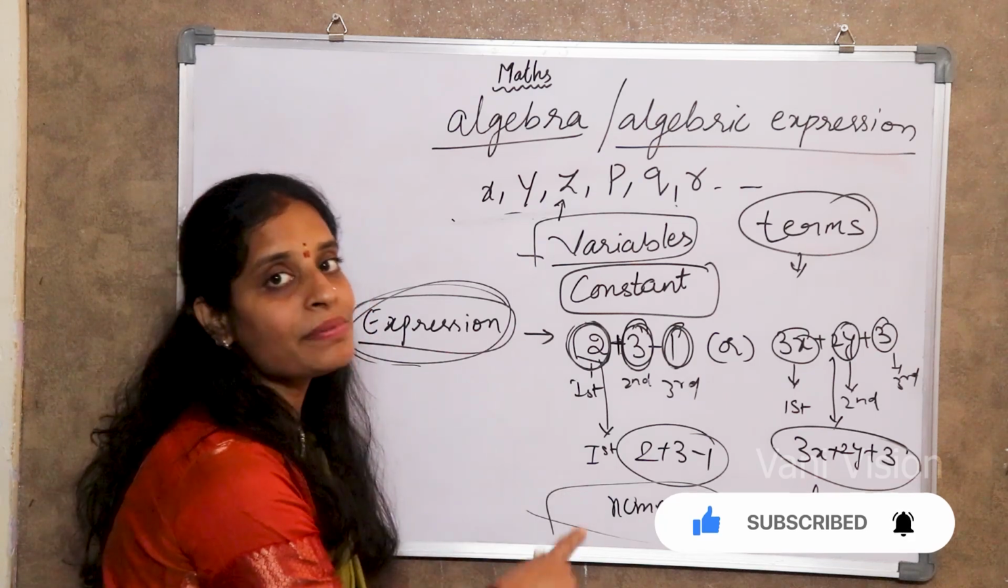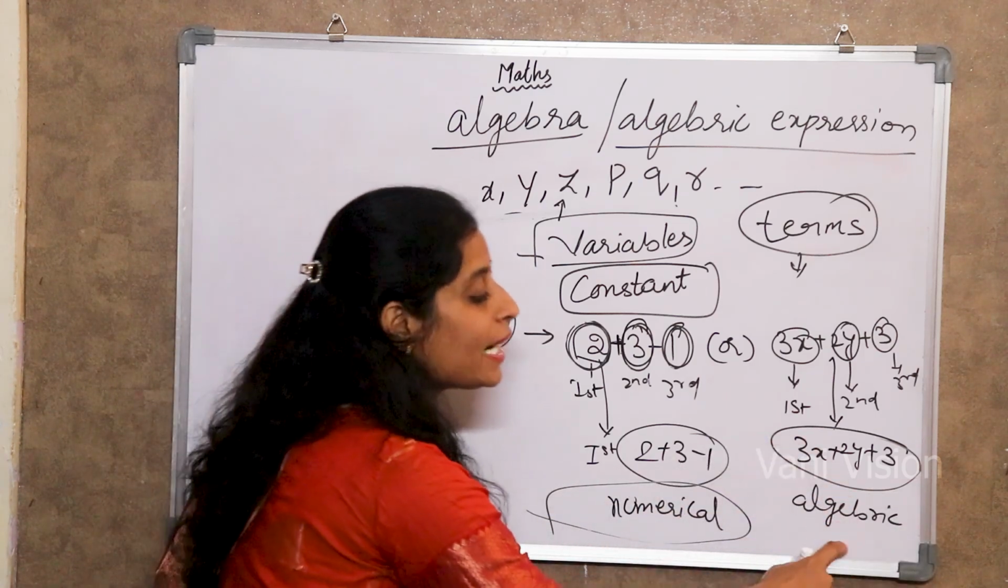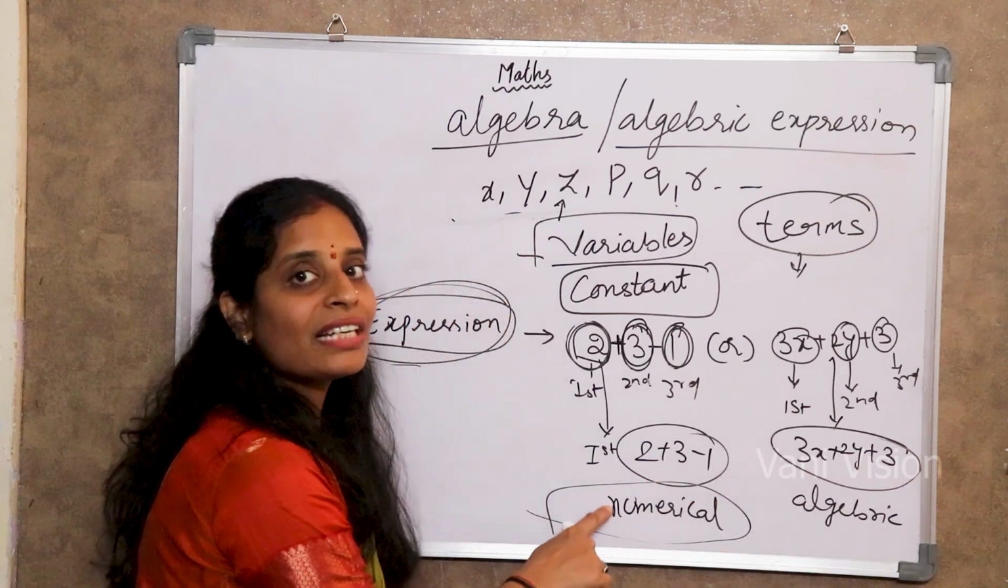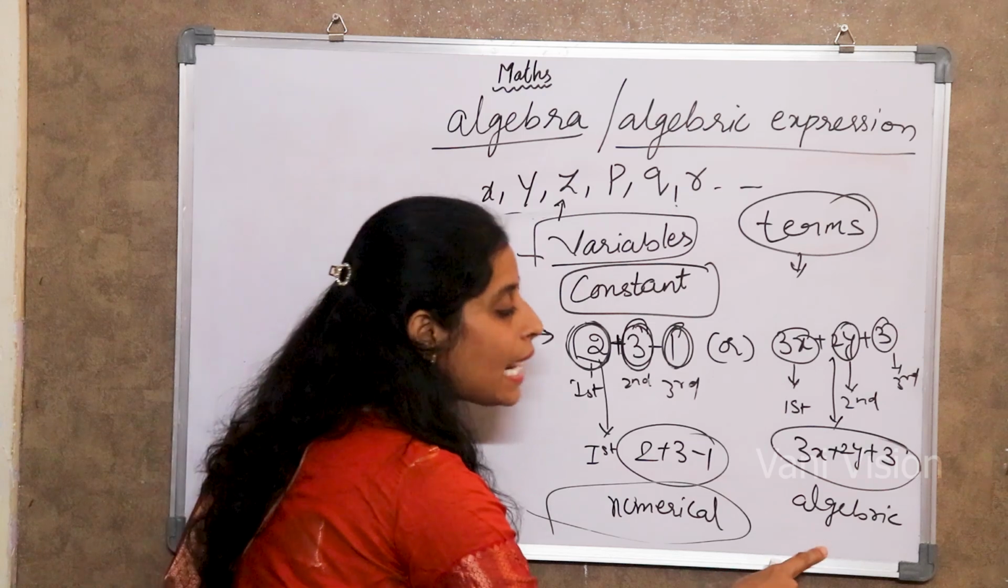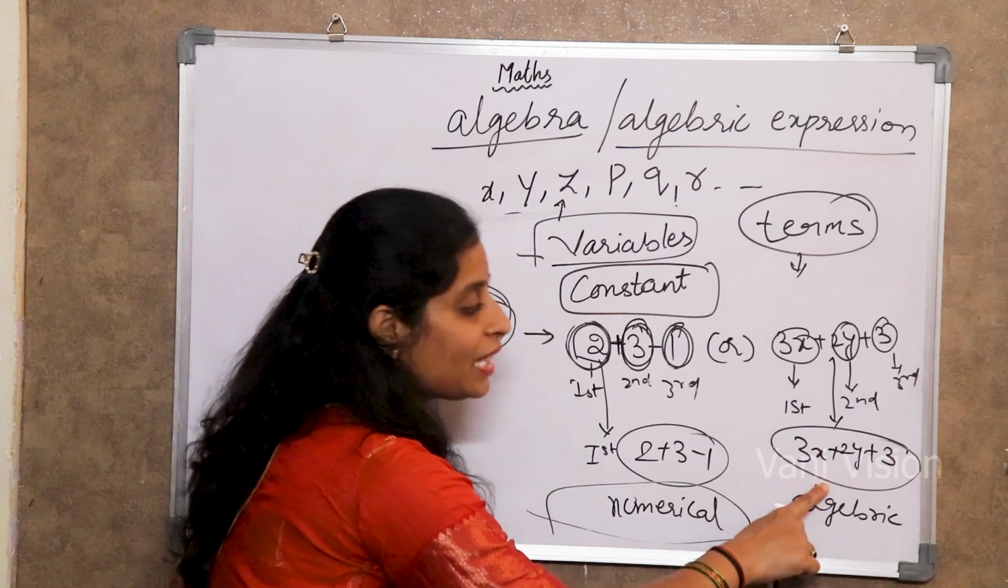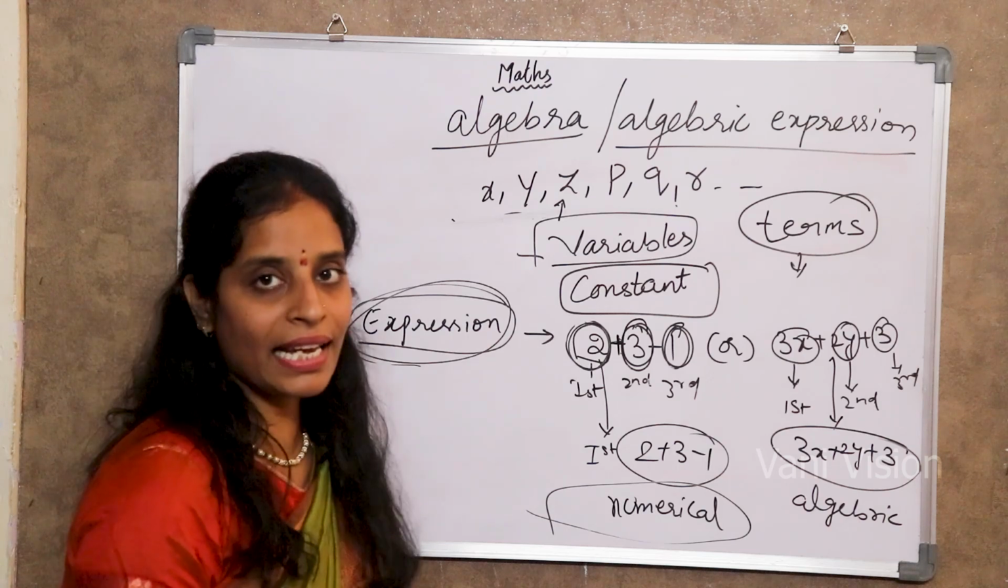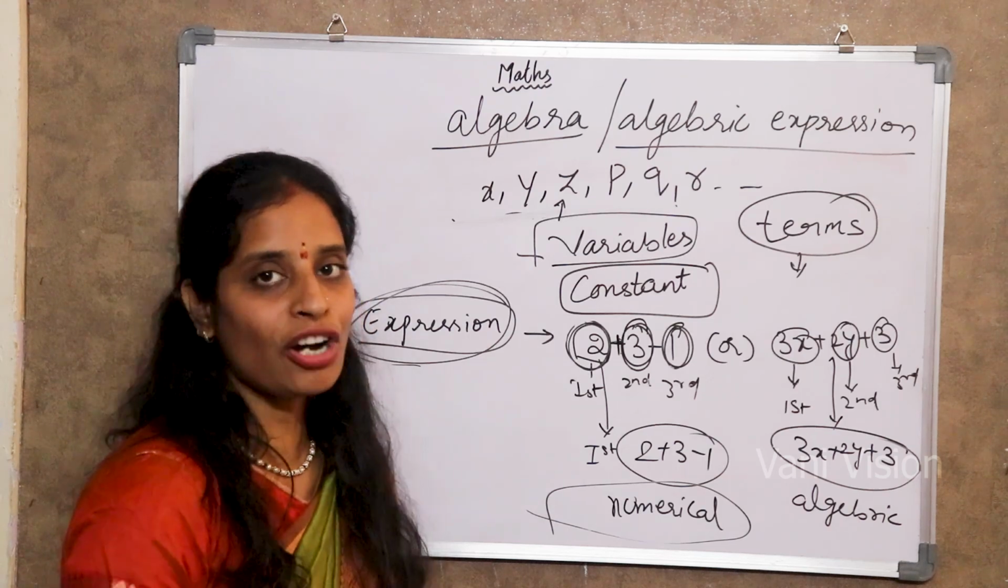So we have differentiated the expression when terms are added or subtracted to form an expression. Expressions are of two types: numerical expressions and algebraic expressions. Under numerical expressions, we will have only numbers. Under algebraic expressions, we will have variables and numbers. Okay.